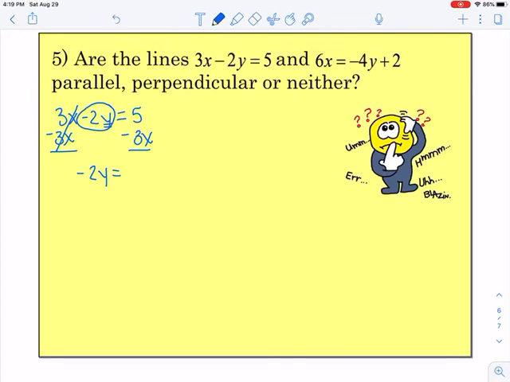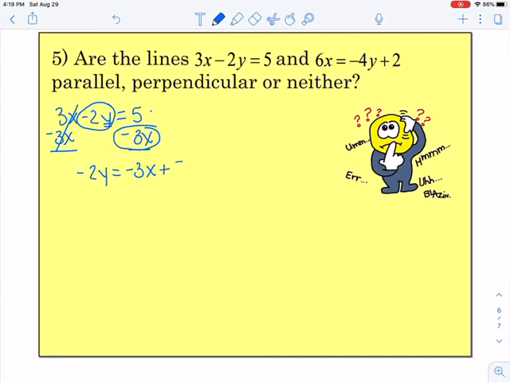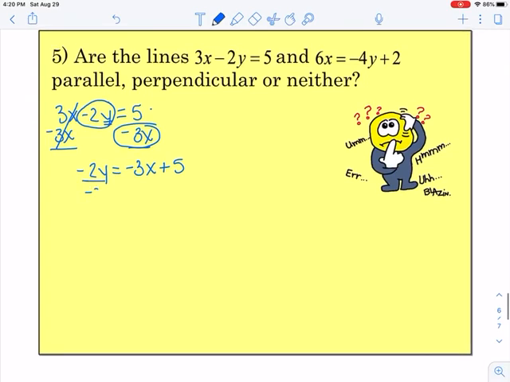And on the right, again, I want this x term to come first. So it's going to be -3x. And on top here, that's a positive 5. So that's going to be -3x plus 5. Last step to get y by itself, the opposite of multiplying by -2 is to divide by -2. The -2's will cancel on the left, leaving me with y. And on the right, again, I'm going to need to divide each piece by a -2.